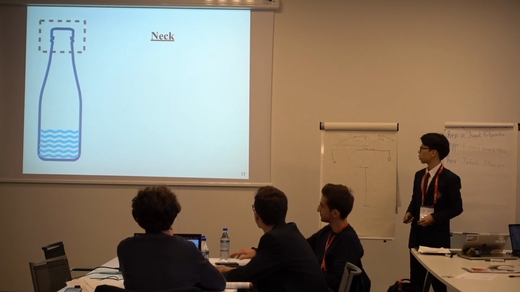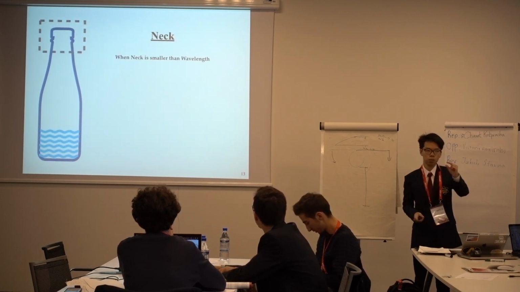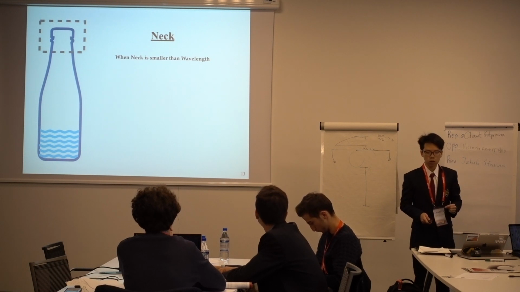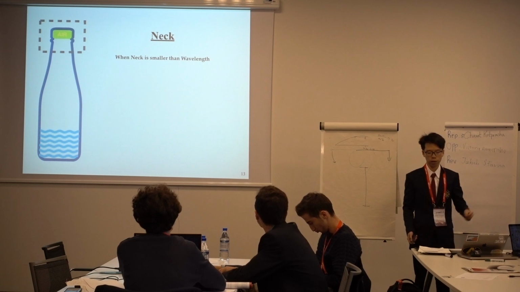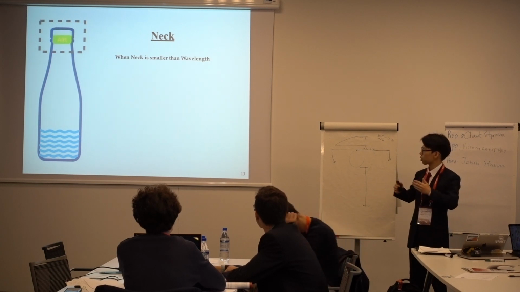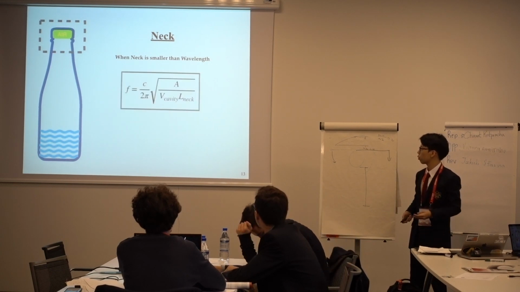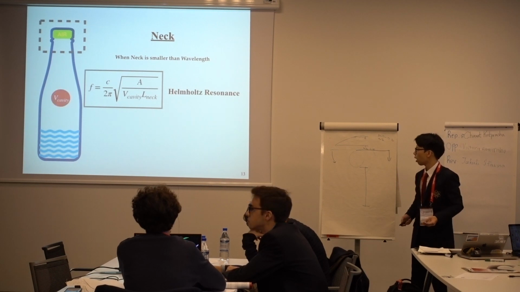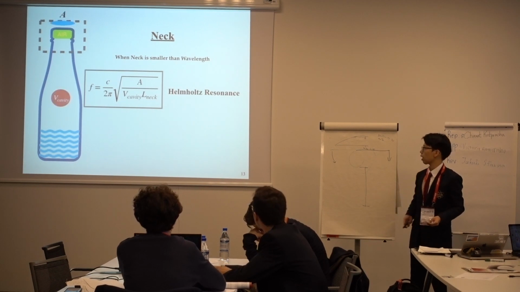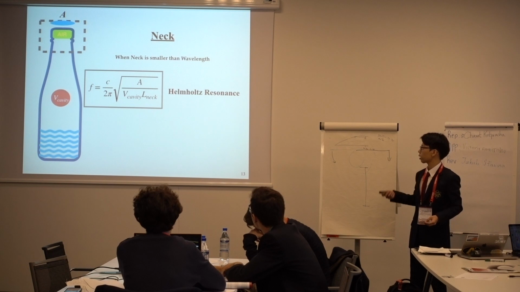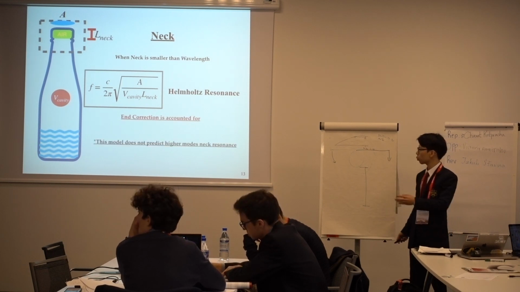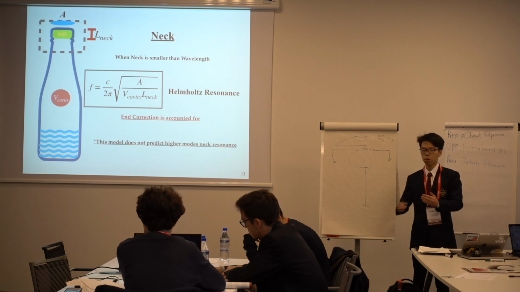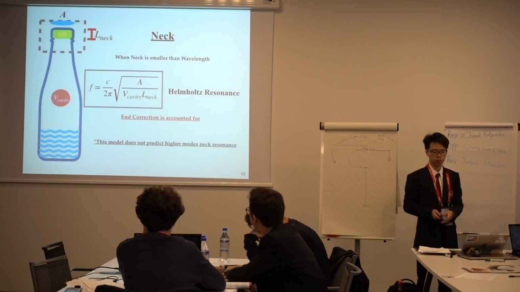So moving on to our neck, we're going to use the fact that the neck is much smaller than the wavelength of the sound. So from this, we can model the neck air as a mass instead of a wave. The air pressure can drive it, and the sound produced is going to follow the Helmholtz resonance, which depends on the cavity volume, the area of the neck, and the length of the neck, which we already accounted for with end correction. However, one thing to note is that this model does not predict higher modes of the neck resonance, which we'll get to in a later part of the presentation.